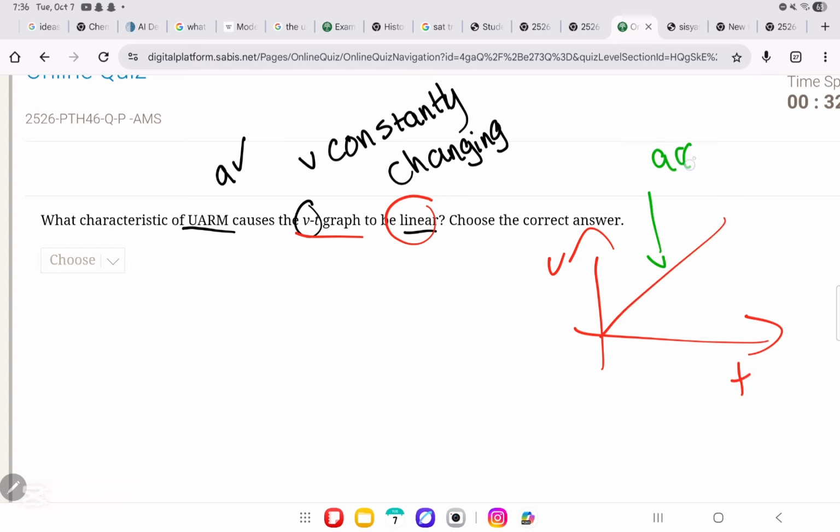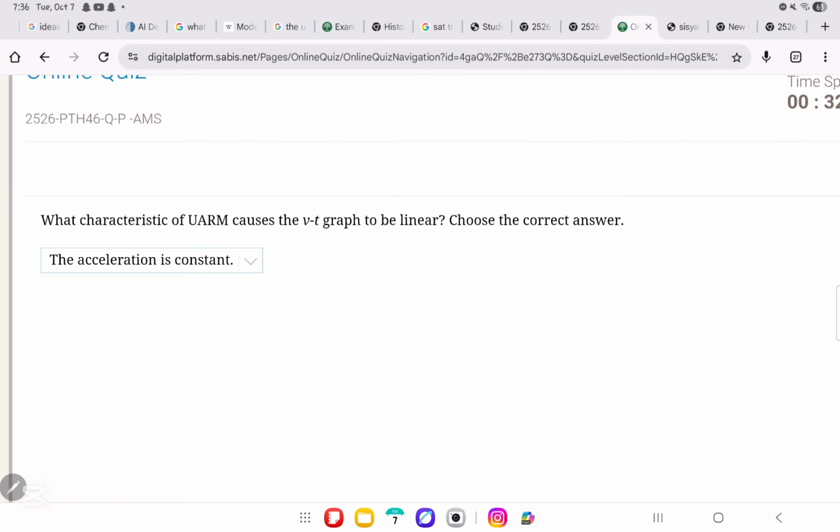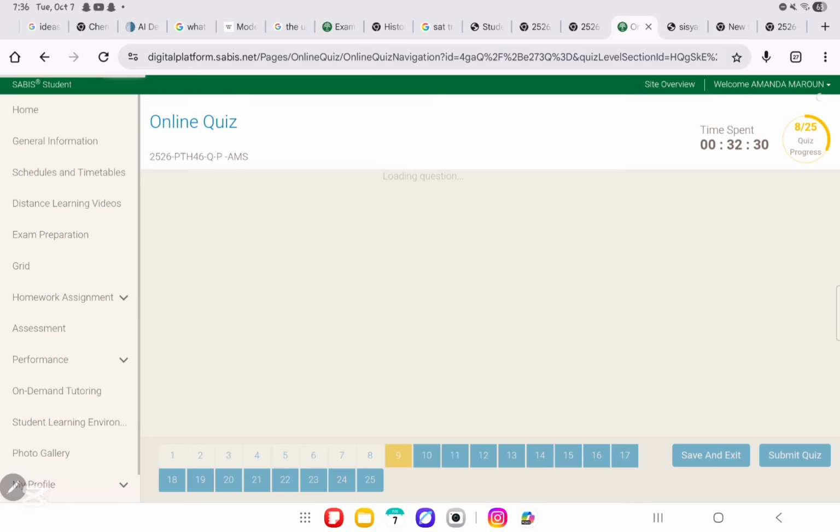It's very simply the acceleration. Now, what is the thing about acceleration that causes it to be a straight line? Very simply that it's constant. So here, check the slope, which is acceleration. It's the same as here, as here, as here, as even here, or here. As long as it's on the same straight line, which means it's linear, that means the acceleration is constant. We'll move on to question number 10.